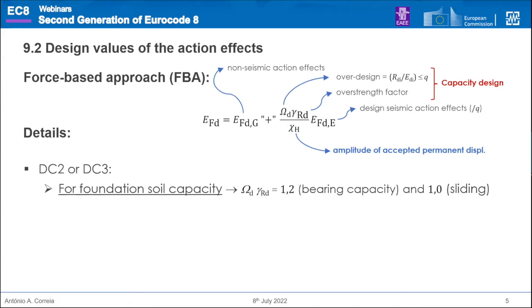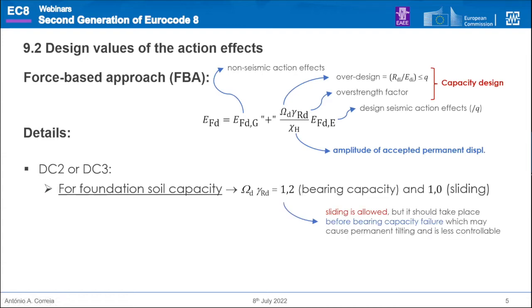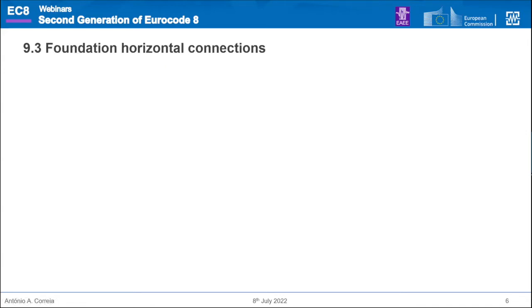Now, when we go to the verification of the foundation soil capacity, on the other hand, we have different capacity design factors. So we use 1 for sliding, while we use 1.2 for the bearing capacity, which is consistent with the approach that sliding is allowed, but that it should take place before the bearing capacity failure occurs, because this bearing capacity may cause permanent tilting and is less controllable than the sliding response.